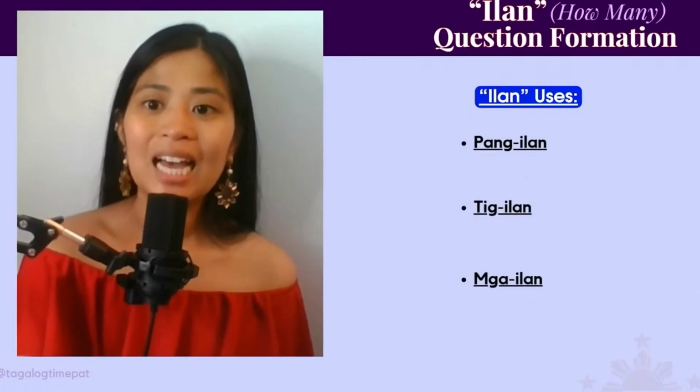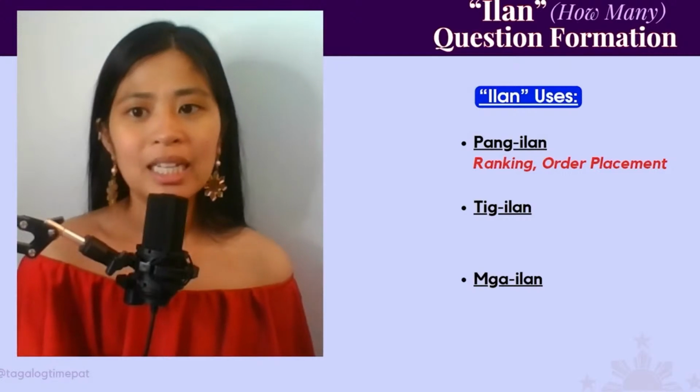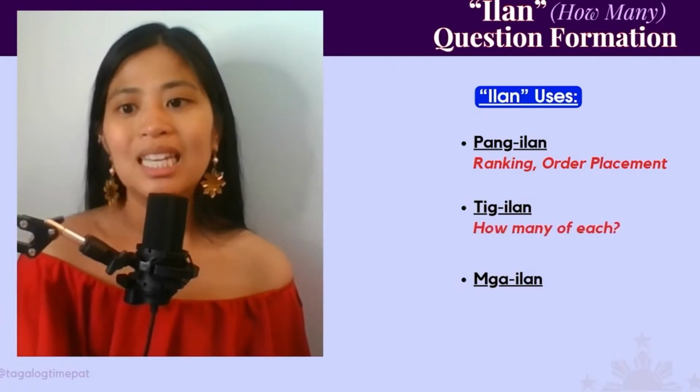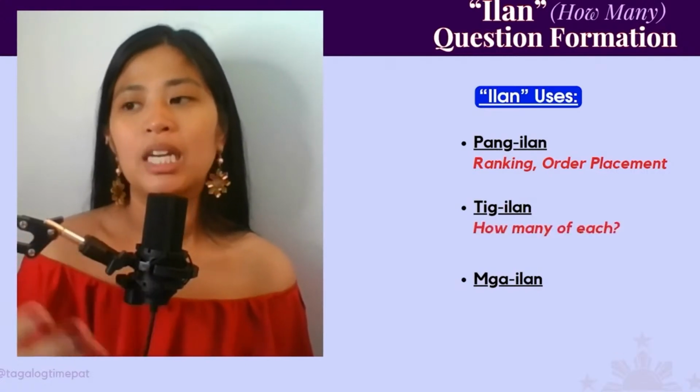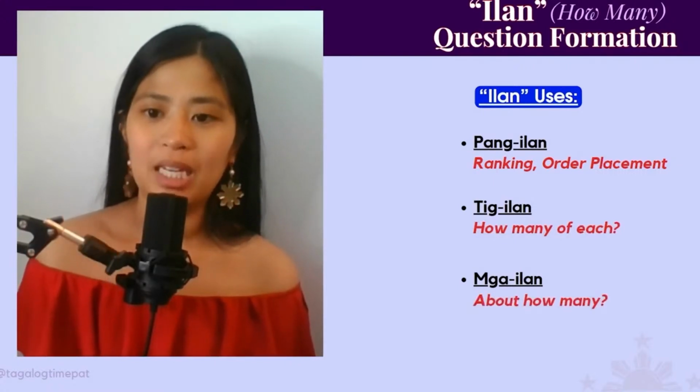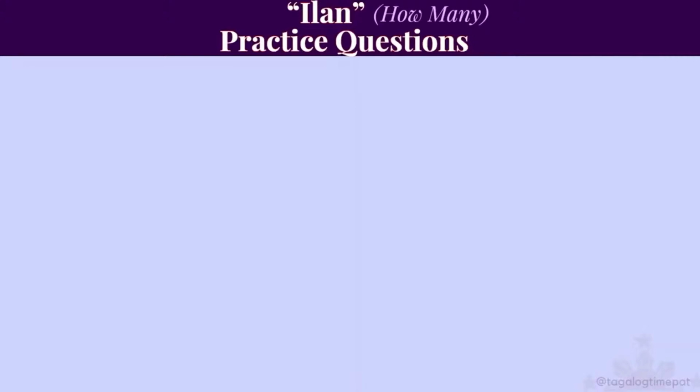All right. So this is just a review of how to use these different ilan questions. So pang ilan is a ranking question or asking about the order placement. Tig ilan is asking about how many of each. Mga ilan means about how many of something.